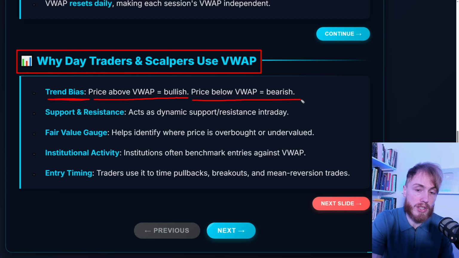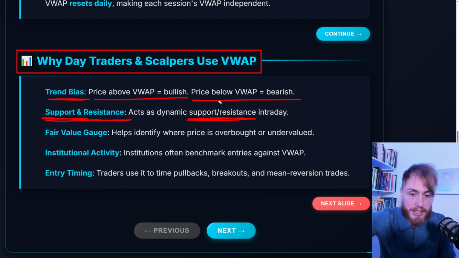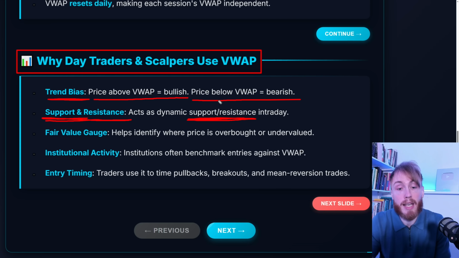This is, of course, a simplification. And later on in this video, I will show you one thing you can combine with the VWAP to make it more successful. But for now, that is one thing you need to know. You can also use the VWAP as support and resistance. Many traders use it as support and resistance, and this is a kind of dynamic support and resistance. So it's not a static support and resistance that doesn't change, but it moves with the price.